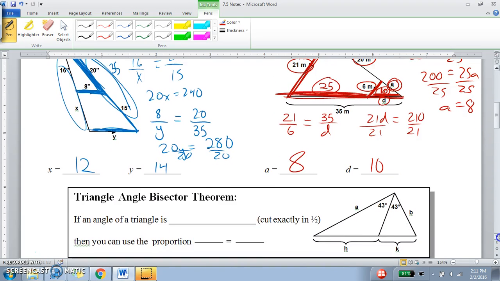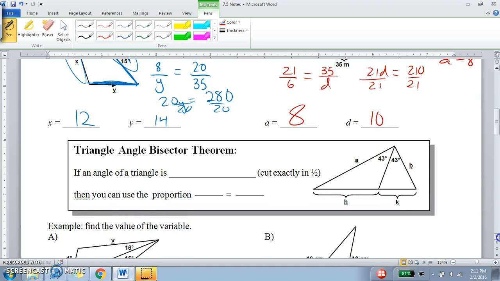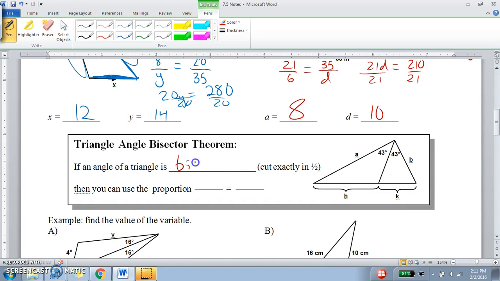All right, another one, the triangle angle bisector theorem. So if an angle of a triangle is bisected, which we know means cut exactly in half. So for example, this angle right here is cut into two 43-degree pieces. So that means that angle is bisected. Then we can use the proportion.